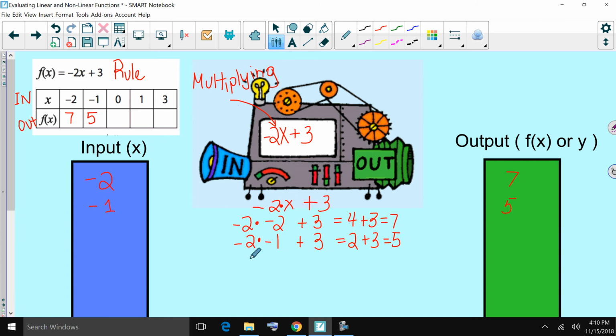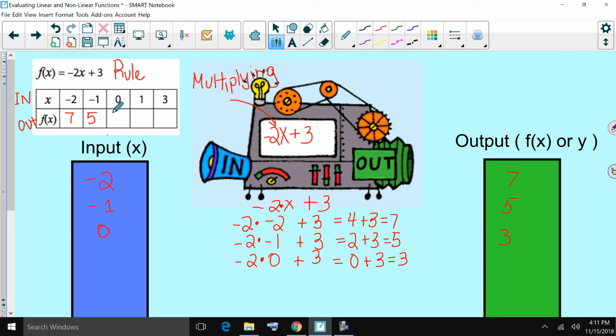Okay, when x is 0, I'm going to multiply the -2 times the 0, and then add 3. -2 times 0 is 0, and then add 3. It gives me 0 plus 3 is 3. So it seems that when I enter a 0 as my input, the output would be 3.